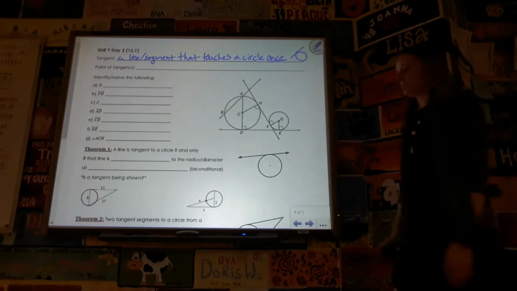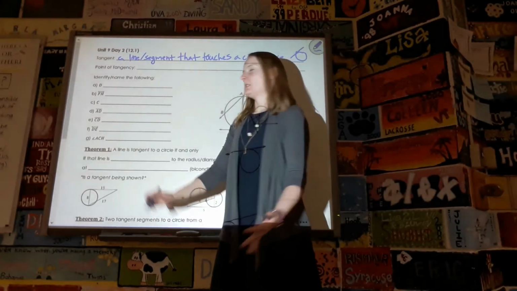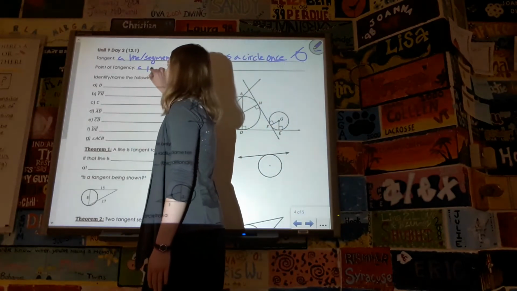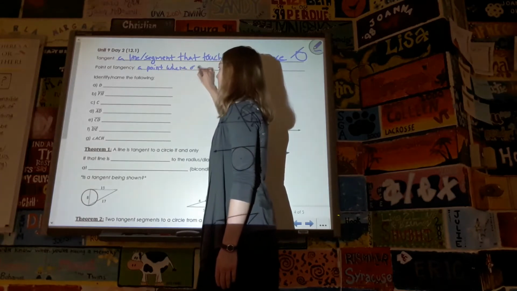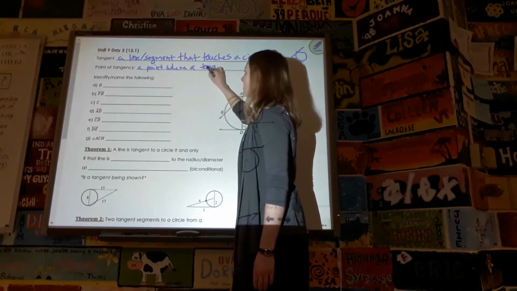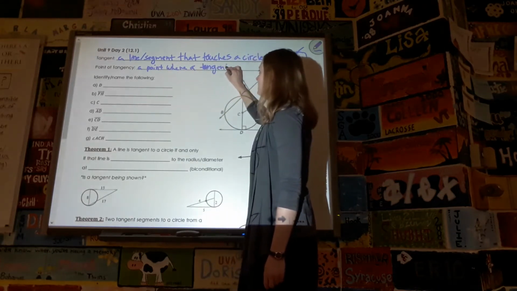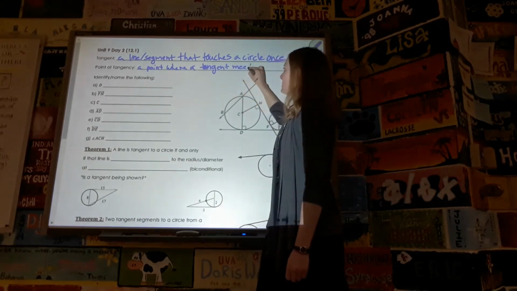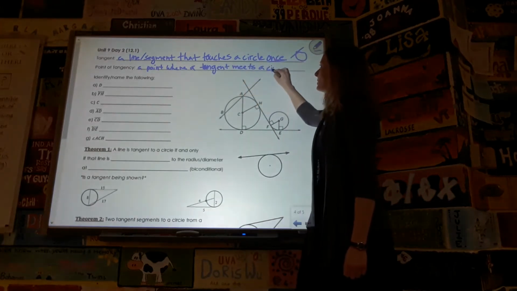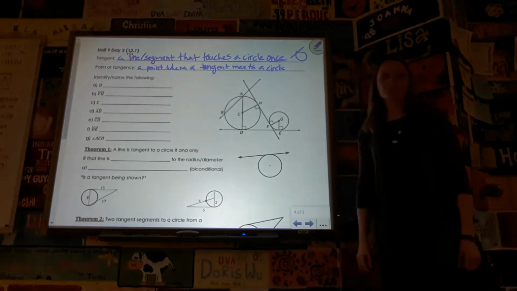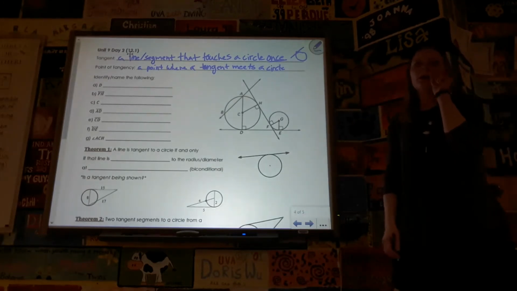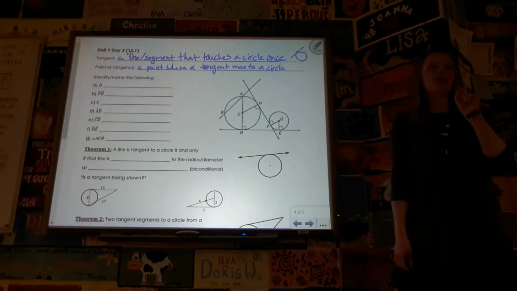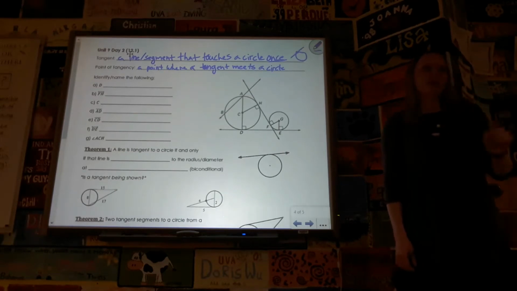The point of tangency is, I'm sure you guys can obviously figure it out, the point where a tangent meets a circle. Oops, that's an F. Tangent meets a circle. So the point of tangency is that one exact point where the tangent actually touches the circle. That's why it's called the point of tangency.